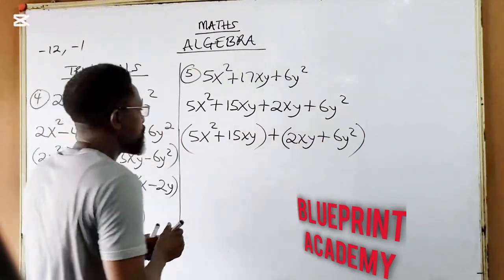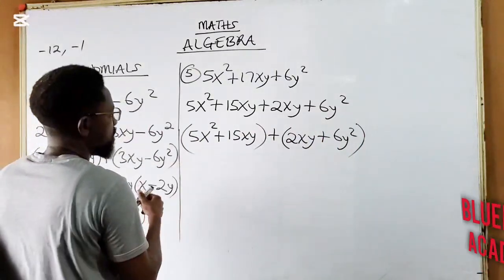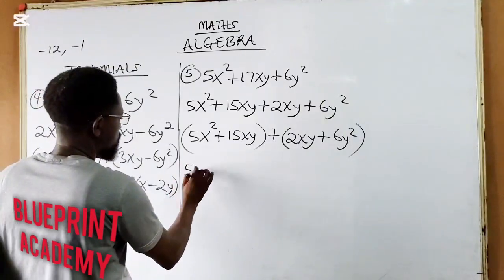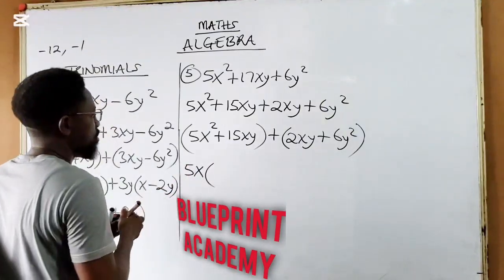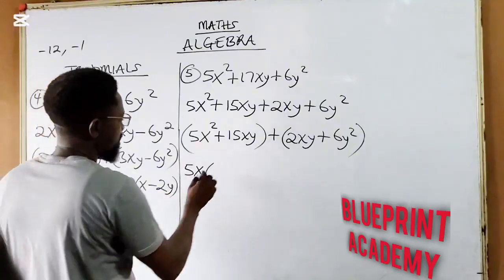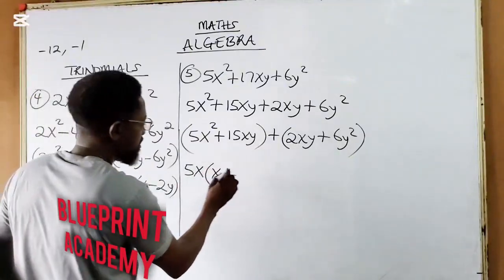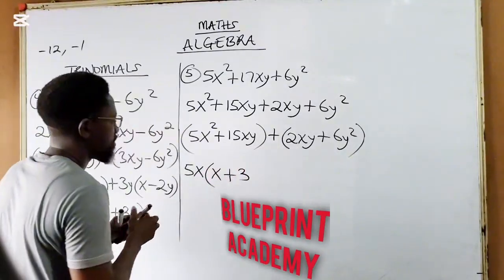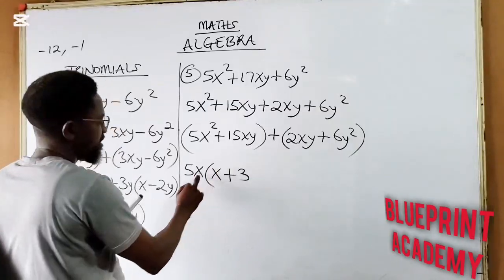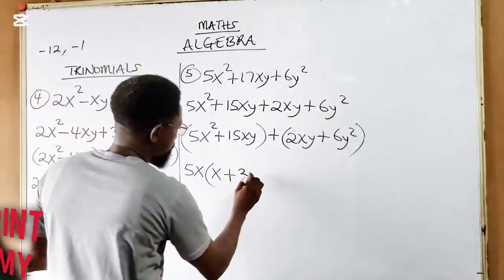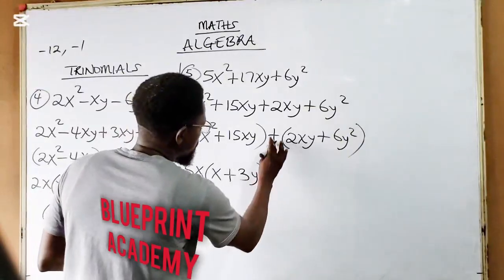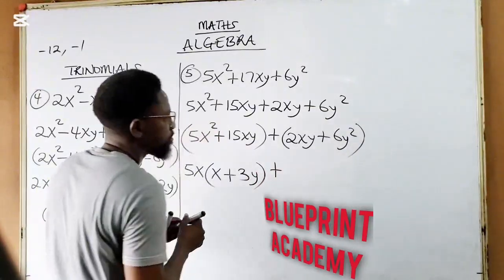So now we'll bring out a common factor. The common factor here is 5x. So we'll bring out 5x as a common factor. 5x squared divided by 5x is x. 15 divided by 5 will give us 3. xy divided by x will give us y. Bring down the positive sign.